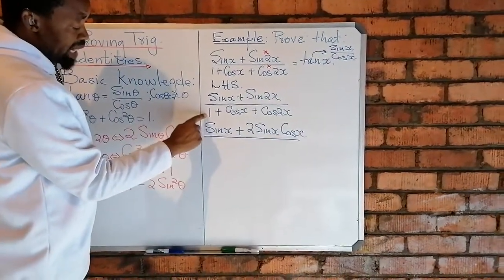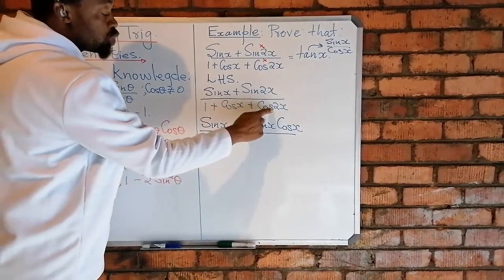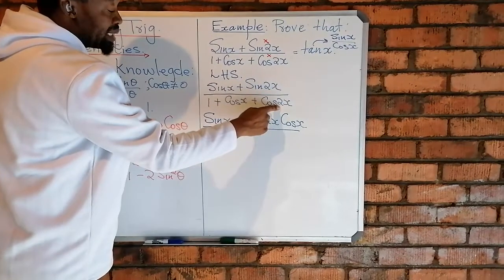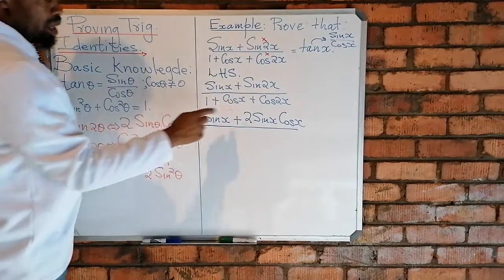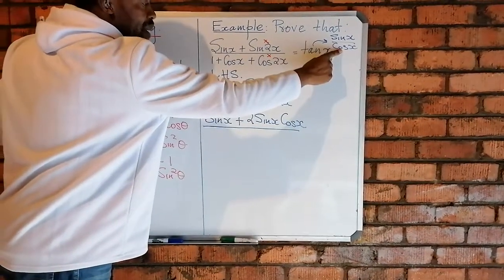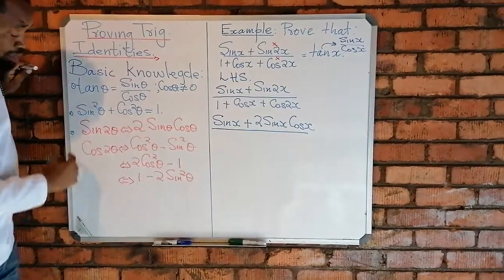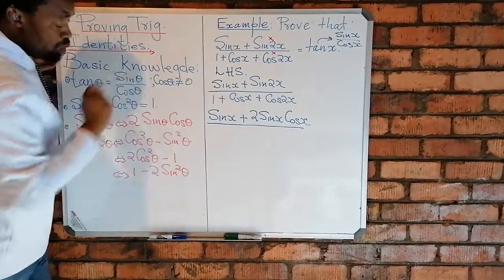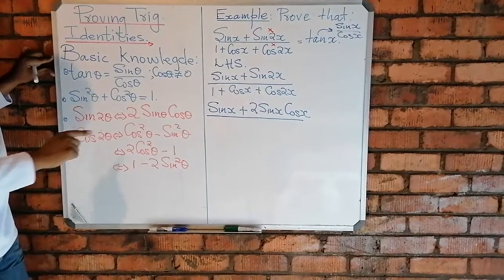Looking at the denominator, I've got 1 plus cos x plus cos 2x. I must write cos 2x in terms of x now. Remember that my denominator must be cos. Now, let's come to these. Do you realize that I only want cos, not any other thing as the denominator?